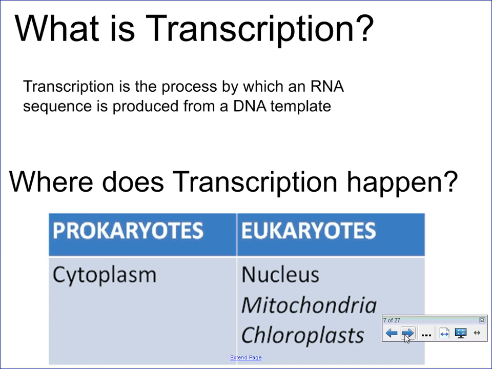So what is transcription? Transcription is a process by which an RNA sequence is produced from a DNA template. Where does transcription happen? In prokaryotes, it happens directly in the cytoplasm. In eukaryotes, it will happen in the nucleus, or it can happen in mitochondria or chloroplast. But for our purposes, this will be directly related to transcription in the nucleus.